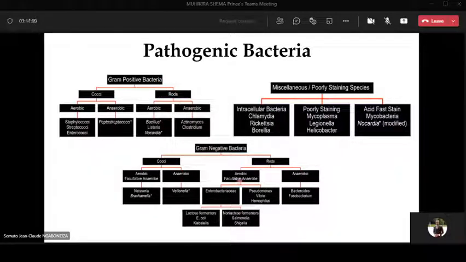So this is how we learn: gram-positive cocci, gram-negative cocci, gram-positive rods, gram-negative rods, and so on. We go systematically bacterium by bacterium and cover most medically or clinically significant species or genera of bacteria. Any question?